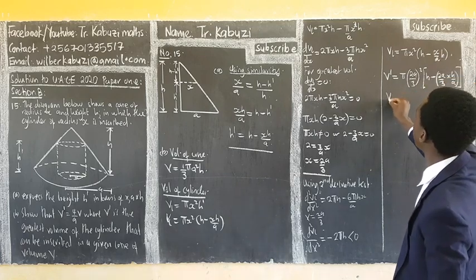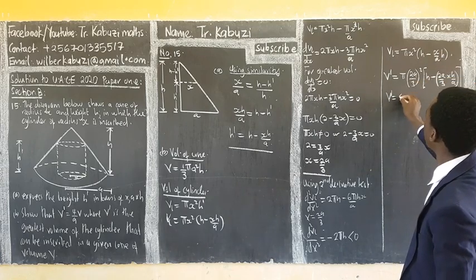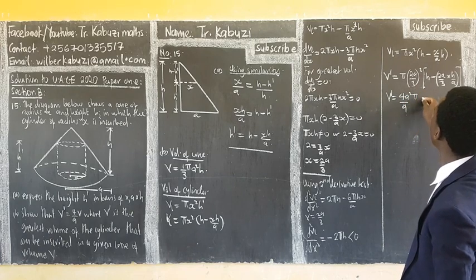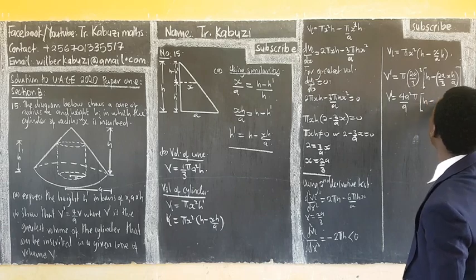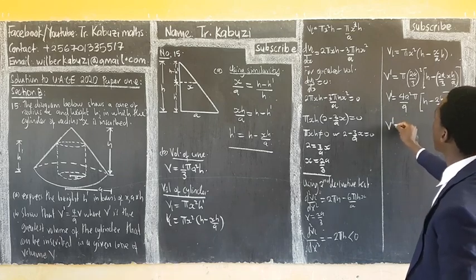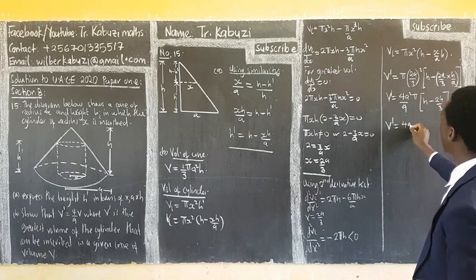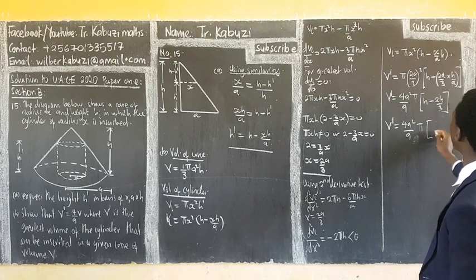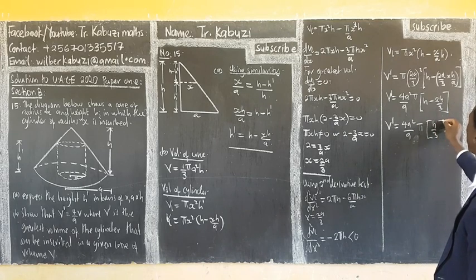So here, B line is going to be 4a squared pi over 9, this one, into h minus, this one cancels, so 2h over 3. So my B line here is going to be 4a squared over 9 pi, the whole of this one, simplify, you get h over 3.